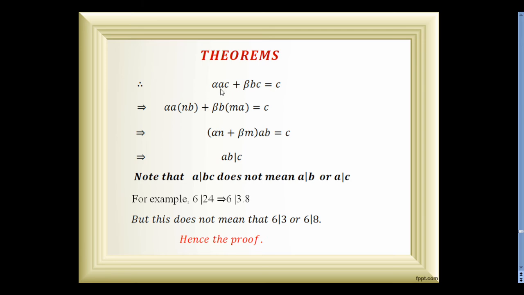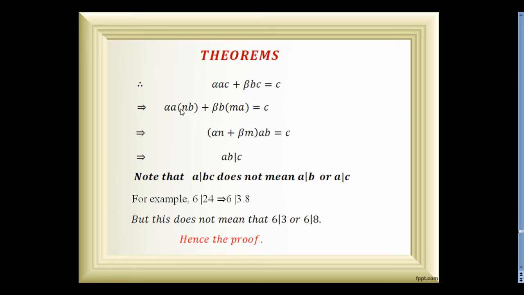Alpha into AC, therefore, alpha into AC plus beta into BC is equal to C. Then we can substitute what is a C value. C divides NB, so C divides B. So we have written C is equal to NB, so that you can substitute in the place of C. And here it is C divides A, so C can be taken as MA on substituting.